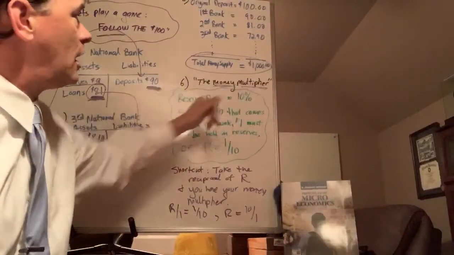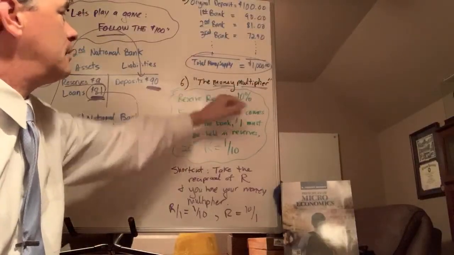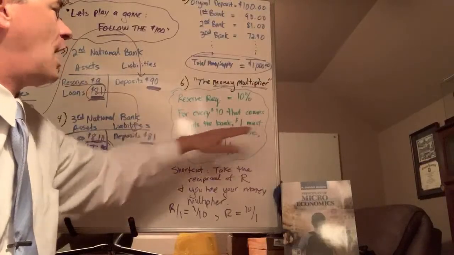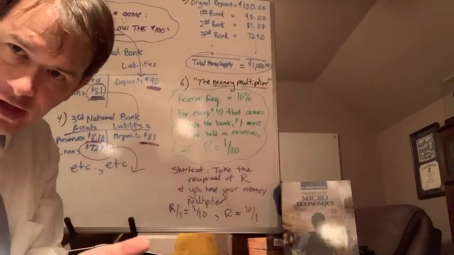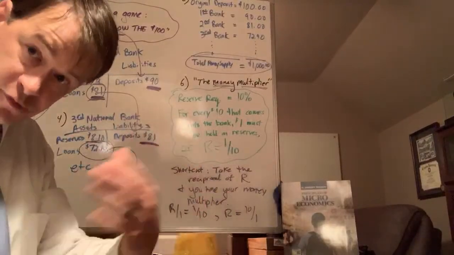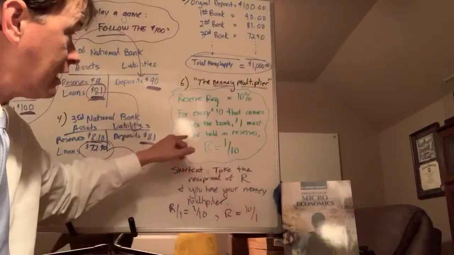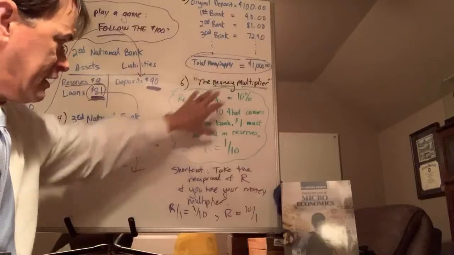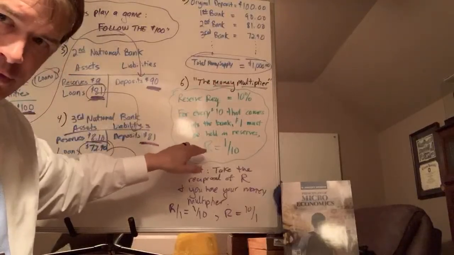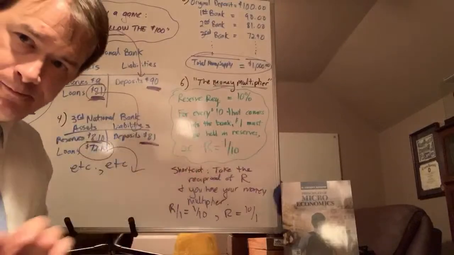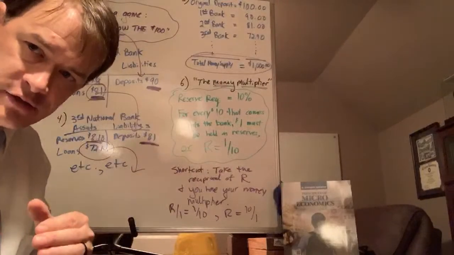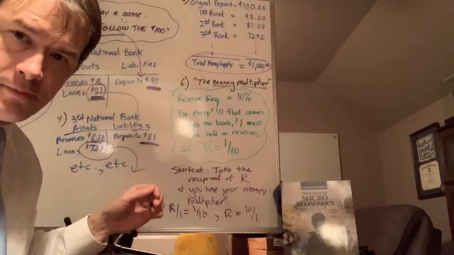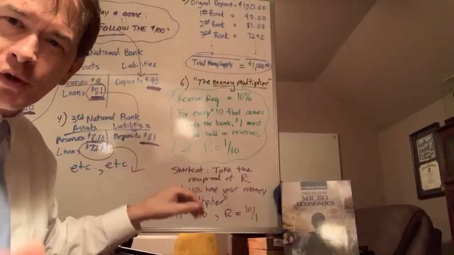The Money Multiplier with a reserve requirement of 10%. That means for every $10 that comes into the bank, $1 must be held in reserves, or in this example, for the first $100, 10% must be held in, $10 has to be held back. You could express that as R, which is our reserve requirement, 1/10. So for every $10 that comes in, you have to hold back 1. The same thing as saying 10/100.